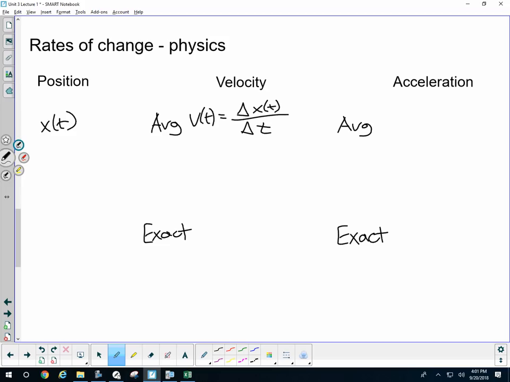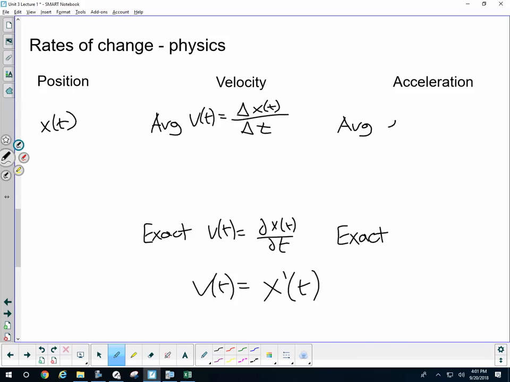What do you think the exact velocity would be? d of x of t over dt. The instantaneous change in my position over the instantaneous change in time. What is another notation for what we just wrote? x prime. If you want to find exact values of velocity, take the derivative of position. If you don't believe me now, just wait.